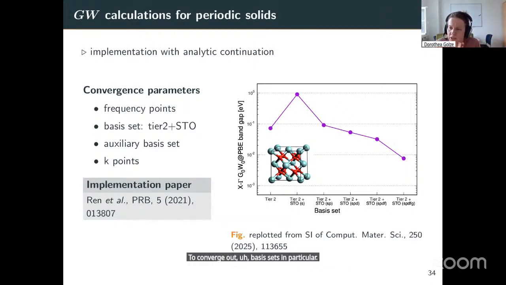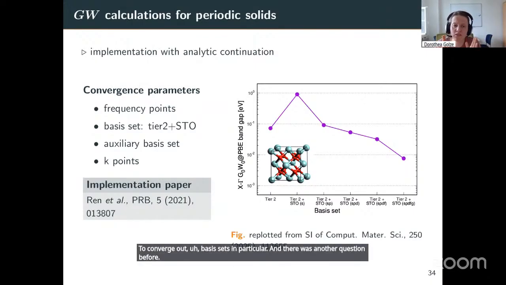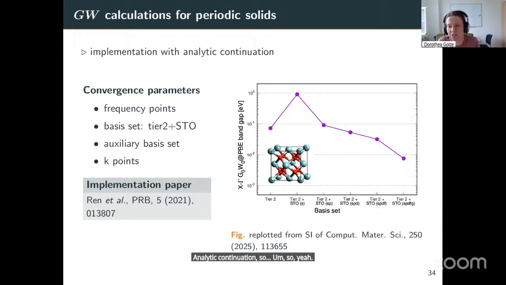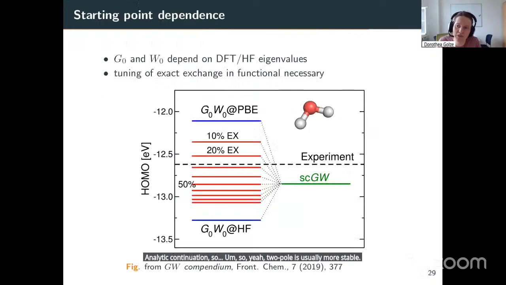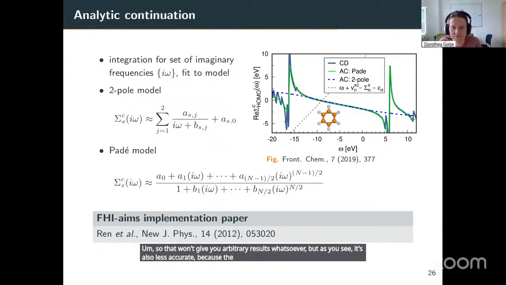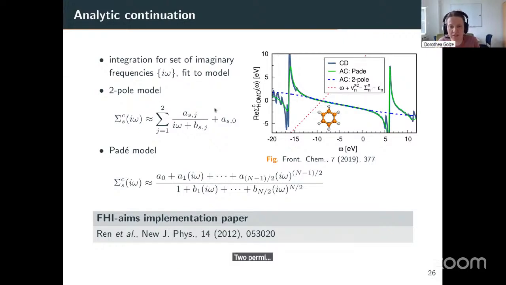And there was another question before, about analytic continuation. Yes, exactly. So, two-pole is usually more stable, so that won't give you arbitrary results whatsoever. But as you see, it's also less accurate because it has just two parameters, right? It's a two-pole model, as the name already says.